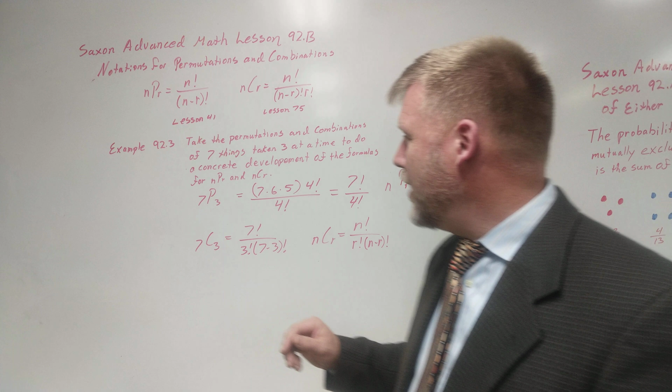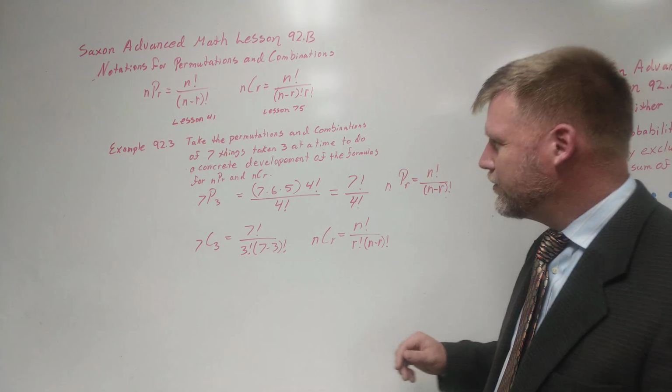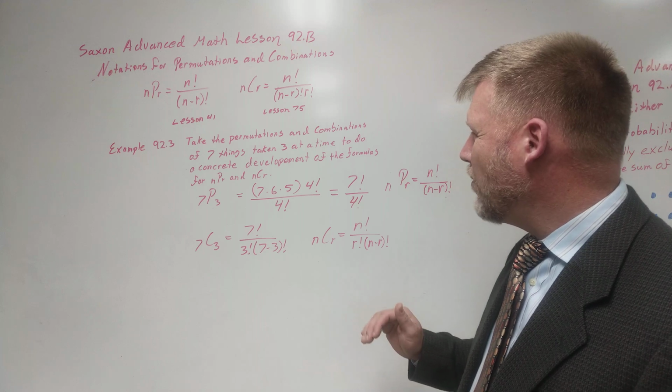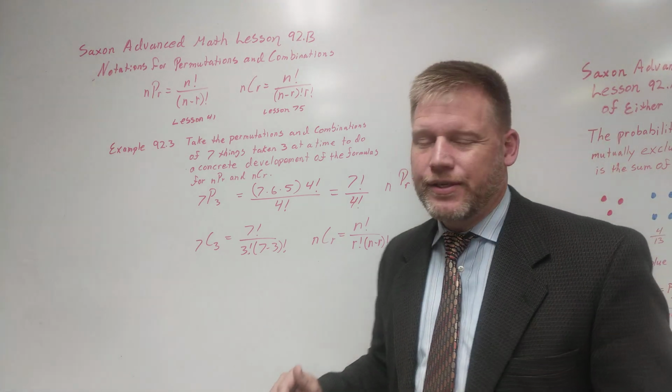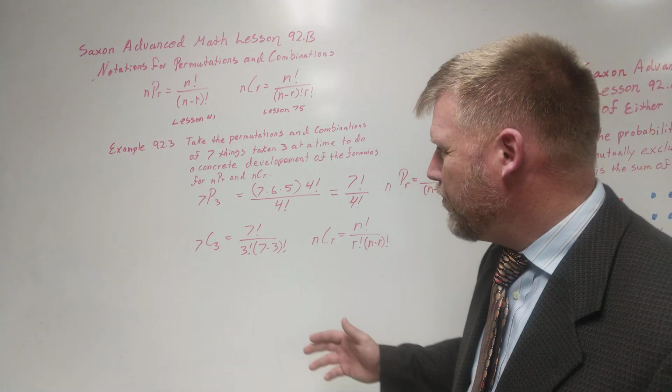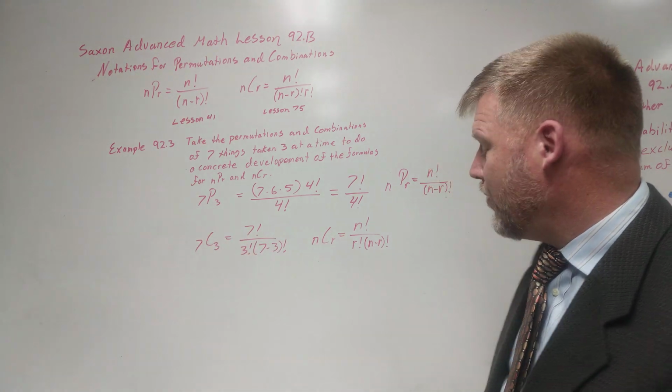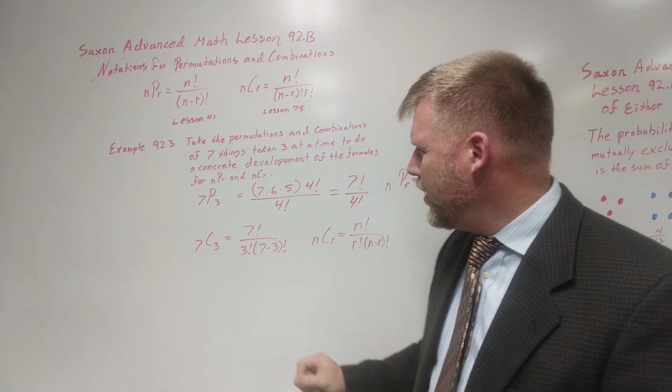Example 92.3 says, take the permutations and combinations of 7 things taken 3 at a time to do a concrete development of the formulas for NPR and NCR. Now, what is NPR? That would be 7P3, and on the calculator, if I did that, I would get an answer really quick. But what is it?